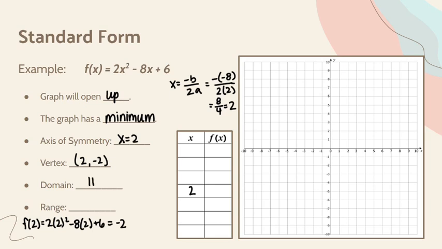The domain, as always, will be all real numbers. And our range is going to be y is greater than or equal to, because our graph opens up, the y value of the vertex, which is negative 2.